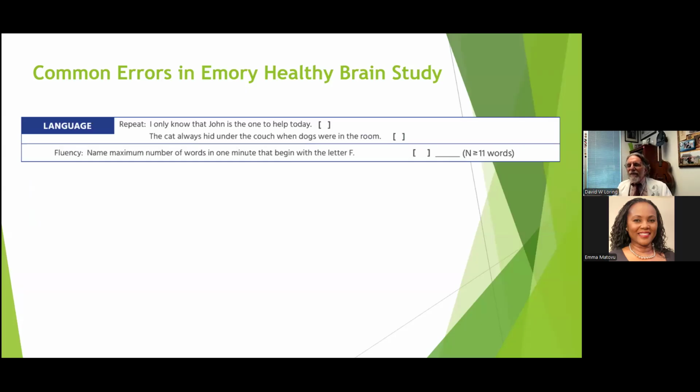One of the more striking findings involves the high repetition failure rate of the sentence, The cat always hid under the couch when dogs were in the room. This is a 31% error rate, as high as any of the ones that we have seen or are going to see. The sentence sounds simple, but repetition must be exact for scoring purposes. So if you omit a word like always, or change hid to hides, or alter any of those details, it's going to count as an error.